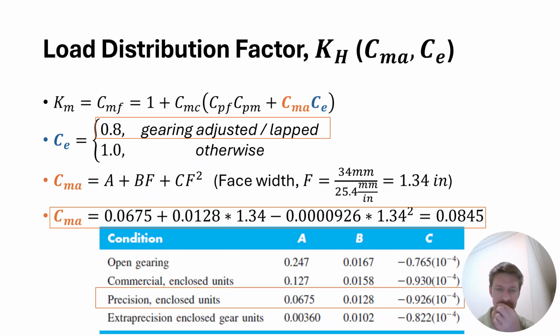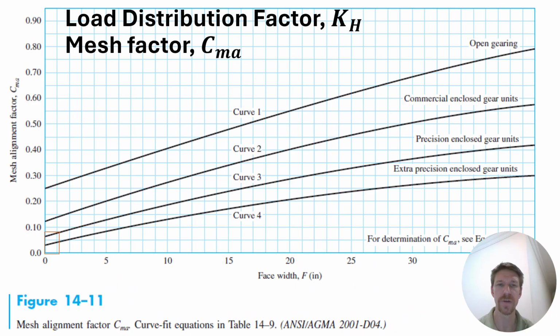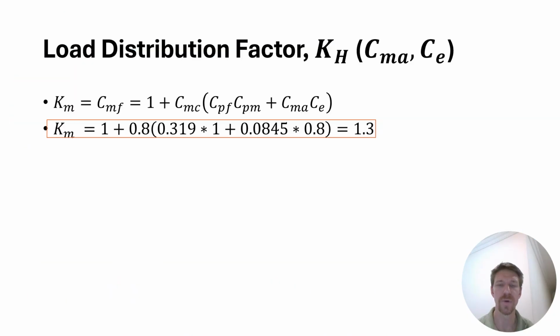We were told that this is a precision gear, and it's enclosed. Now, one thing about plugging in this equation, the A, B, and C coefficients were built for inches, not for millimeters. So if you convert the face width, our guess of 34 millimeters, to inches, you see that's been done there. 35 divided by 25.4 gives us 1.34 inches. Plug that in, we get 0.0845. Put all 5 of those together, and we get a K sub M of 1.3.